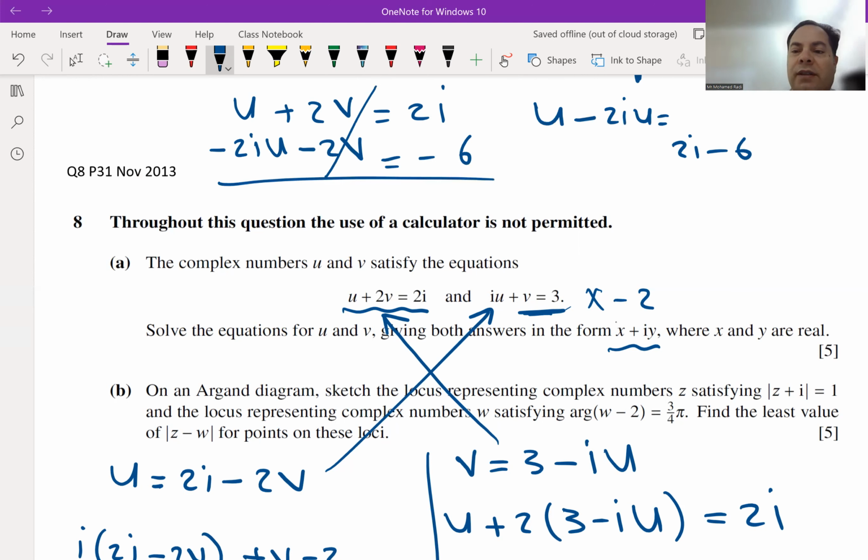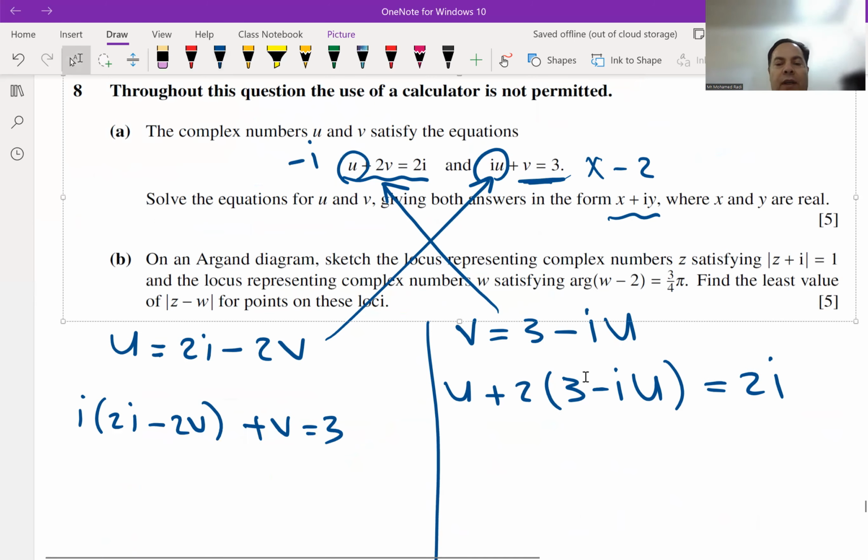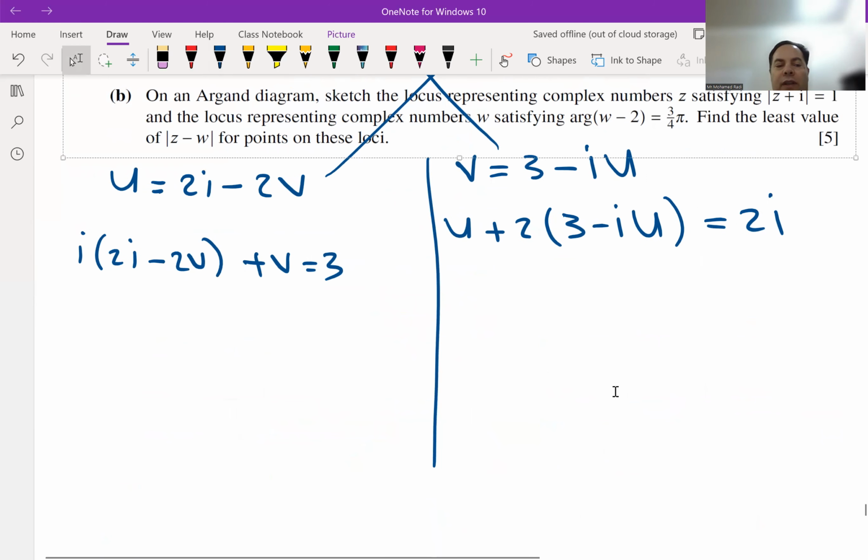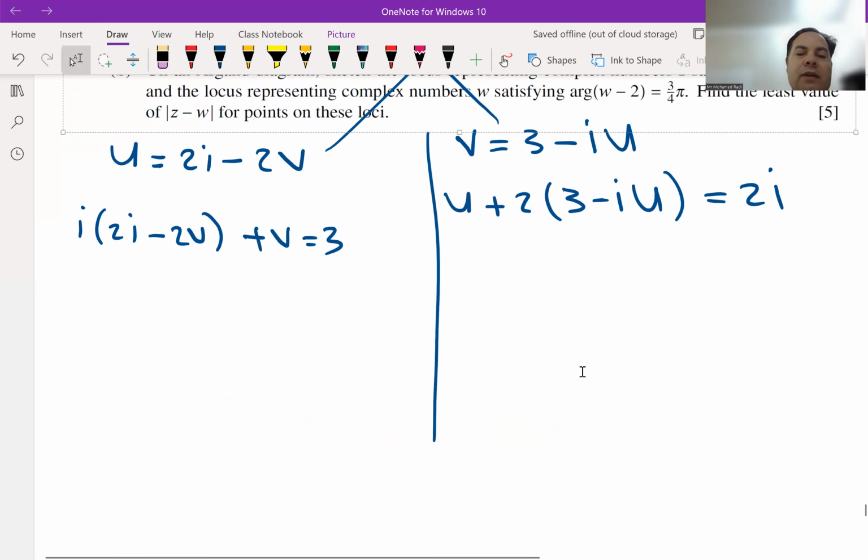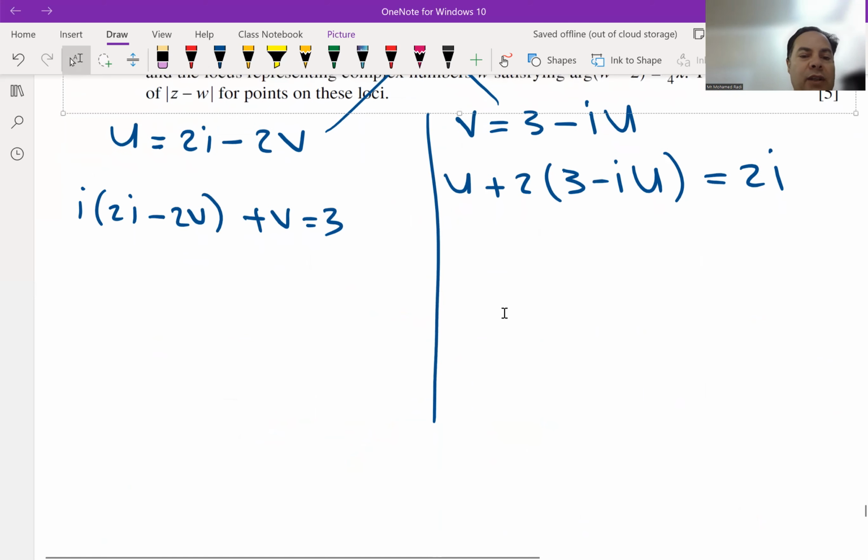Get u as the subject using the common factor, divide, and rationalize, or multiply by the conjugate. You will get u in its simplest form. In the same way, if you want to remove u, multiply the first equation by negative i, then eliminate u and solve your equation. Now I will continue with the first method, the substitution method, but you can use elimination. Expand and simplify.